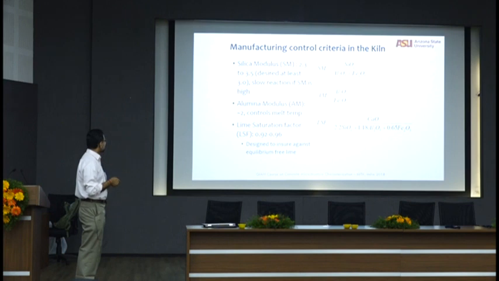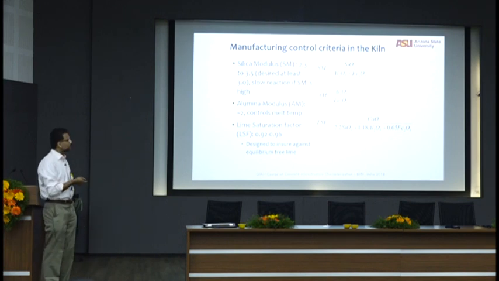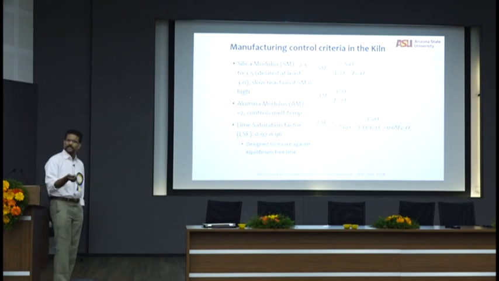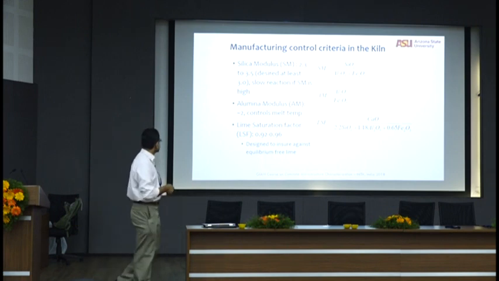Okay, silica modulus, alumina modulus, lime saturation factor, undergraduate stuff, right? So you need to control these things in cement manufacture. Silica modulus: reaction is slow if the silica modulus is high. Because if the silica is very high, the reaction is slow because silica is generally inert. You need it to be combined with something else to react.